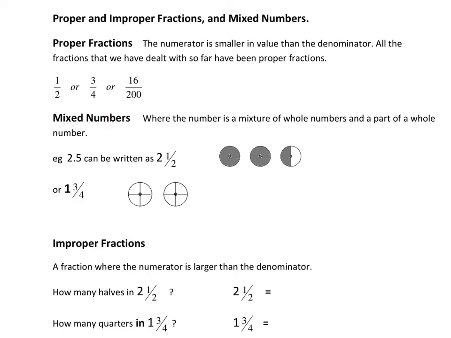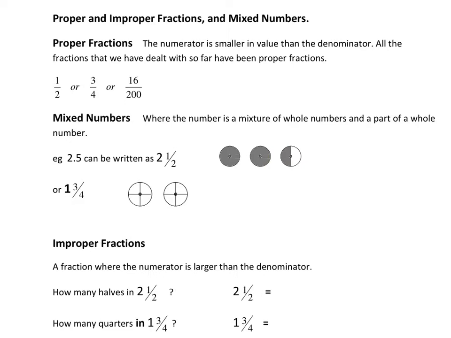Mixed numbers are where the number is a mixture of a whole number and part of a whole number. So for instance, 2.5, which is a decimal number, can be written as a mixed number, 2 1/2. So if you have a look at my diagrammatic representation here, I have 2 1/2 circles shaded.